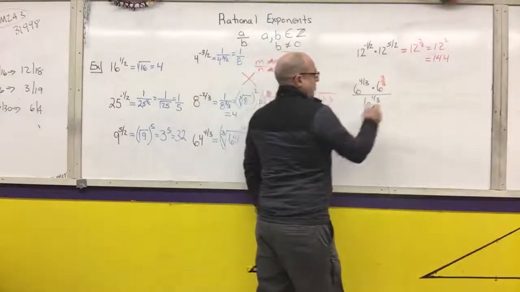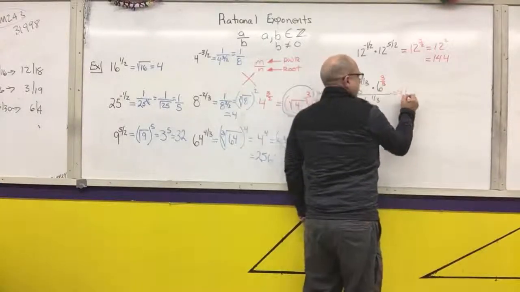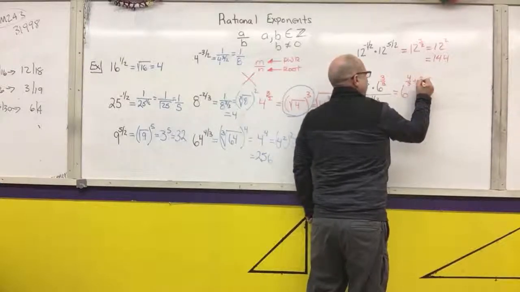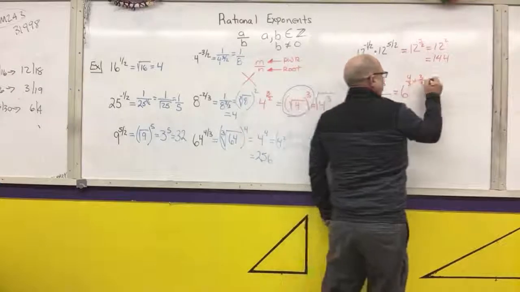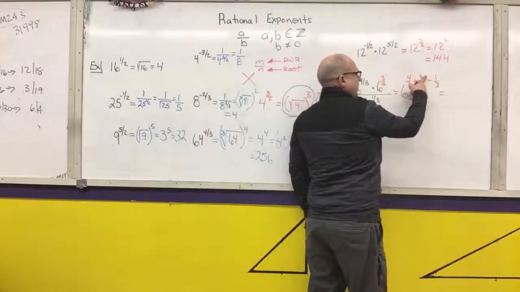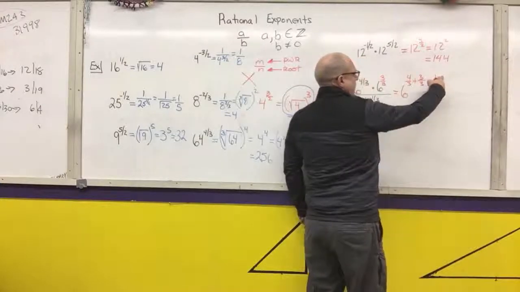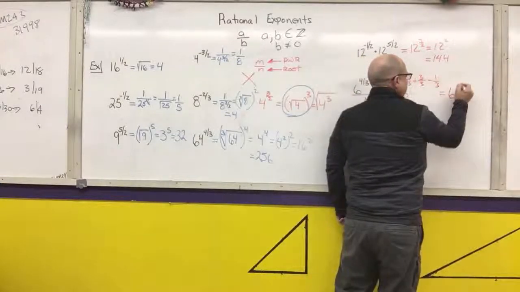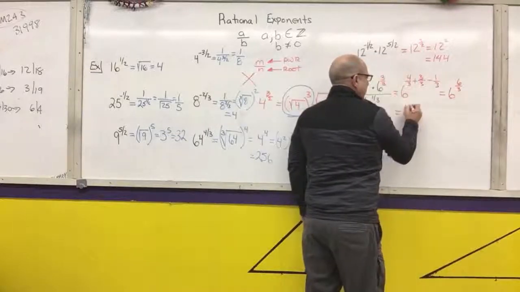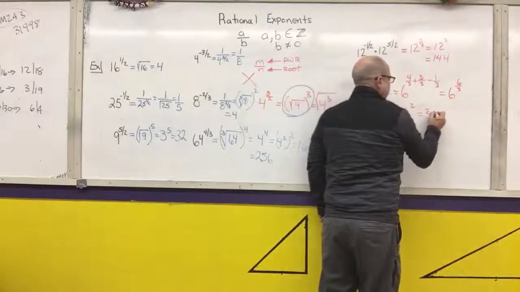And then let's just write this out. It would be 6 to the 4/3 plus 3/3 minus 1/3. 4 plus 3 is 7, minus 1 is 6. So that gives me 6 to the 6/3, which is 6 squared, which is 36.